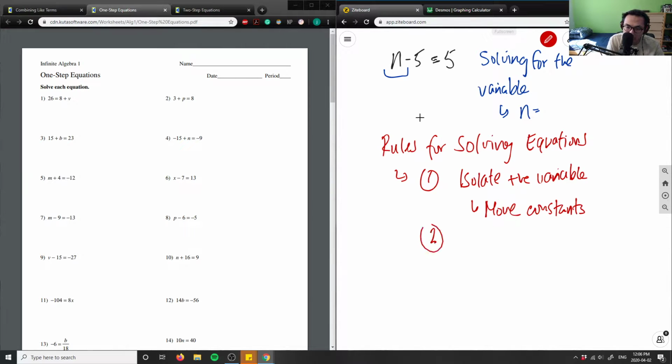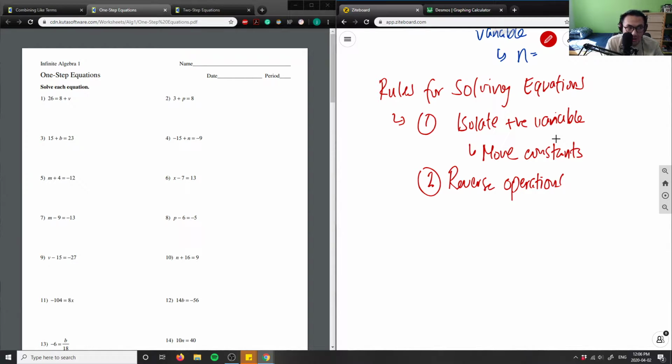And how would I move constants? What do I mean by move constants? I'm going to have to do the reverse operation on each side. So I'm going to reverse operations. What I mean by reversing operations is that addition becomes subtraction and multiplication becomes division. So adding goes to subtract, and this goes backwards as well: multiply goes to divide.